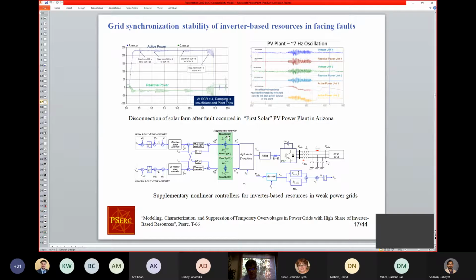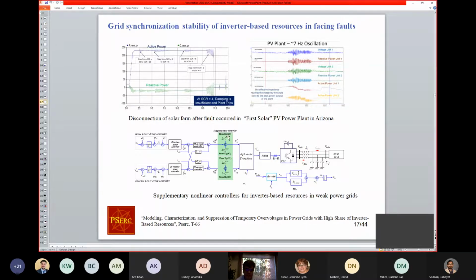Another aspect of grid synchronization and stability, which I mentioned was the problem in the first solar PV power plant in Arizona, is that sometimes you have a system which is weak. That's one problem. But sometimes you have a transition to a weak system. So this is a more complex case. What we have done is a supplementary controller here as well to take care of the problem we have with the PLL. Again, in a grid-forming converter you don't have a PLL, but still you have a transition in the strength of the system.